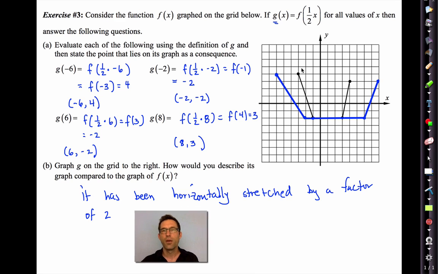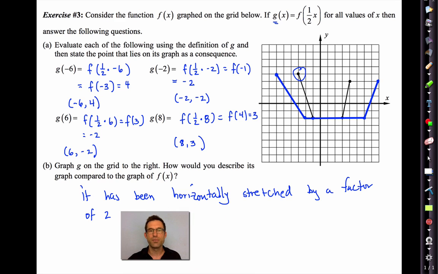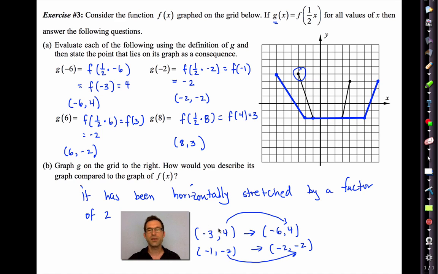This point right here, which was at negative 3, 4, suddenly became the point negative 6, 4. This point down here, which was at negative 1, negative 2, became the point negative 2, negative 2, right? Nothing happened to the y coordinates, right? But the x coordinates kept getting multiplied by 2. Isn't that cool? All right, it gives you hopefully a little bit of a feeling for why this, just like horizontal shifting, is kind of counterintuitive. All right, pause the video now, write down anything you have to, then we'll wrap up the lesson.